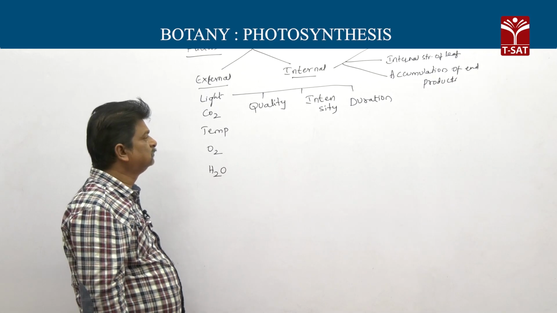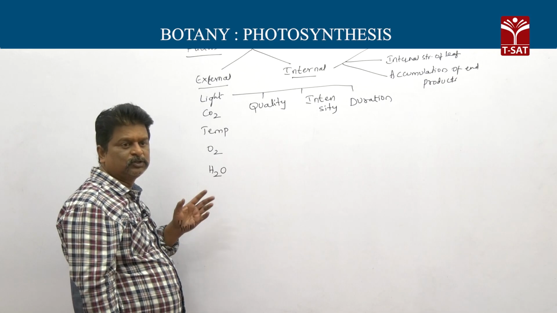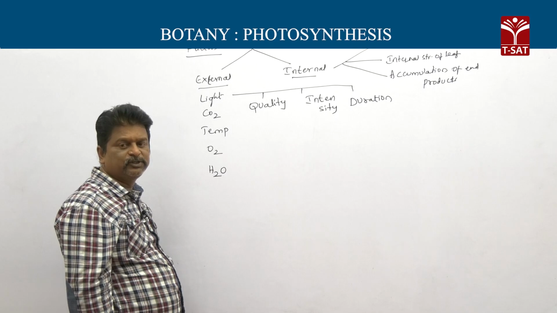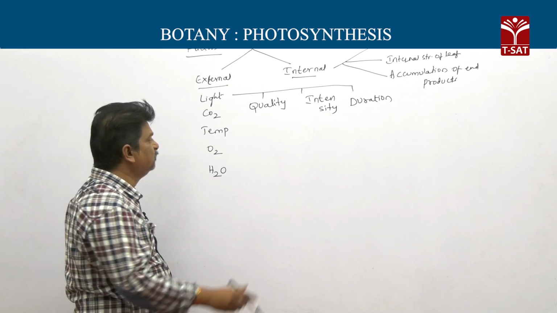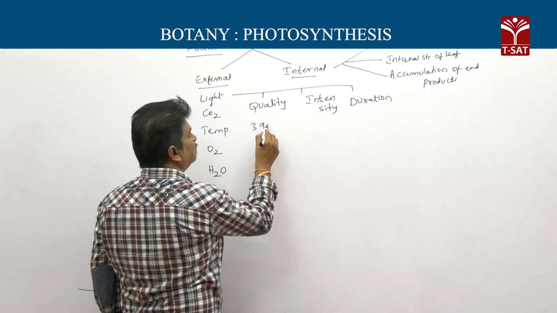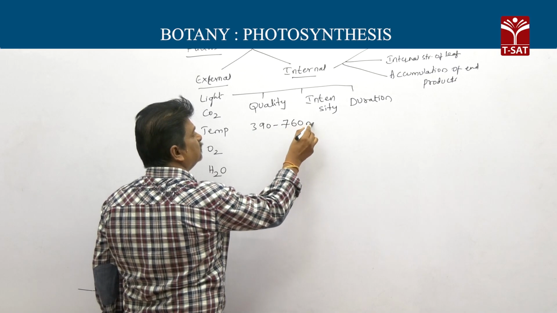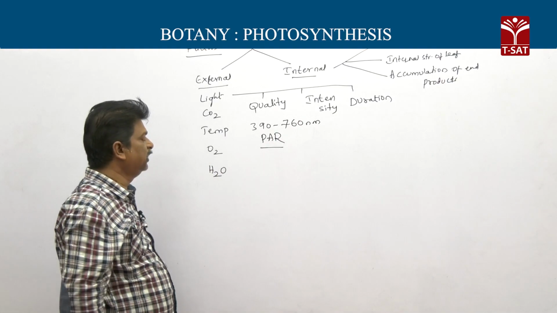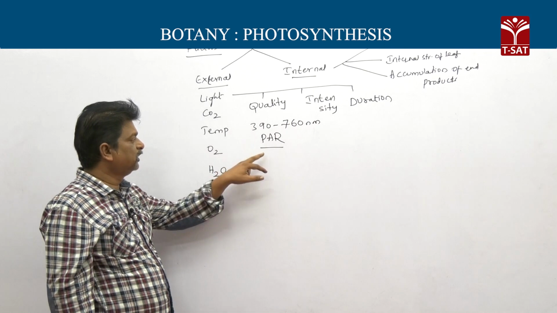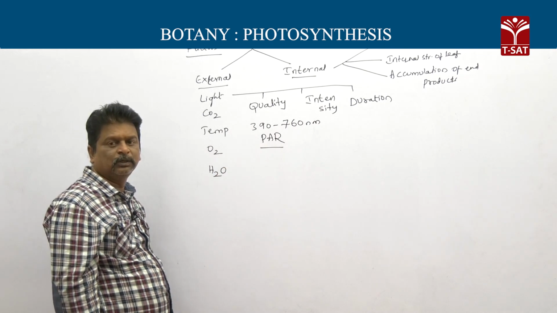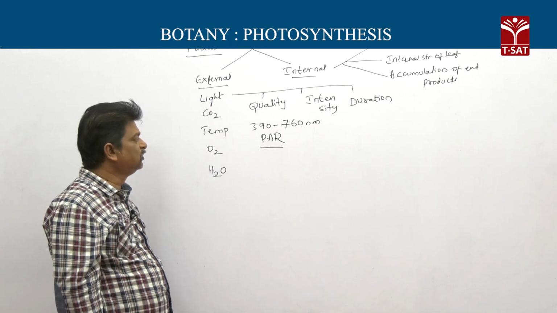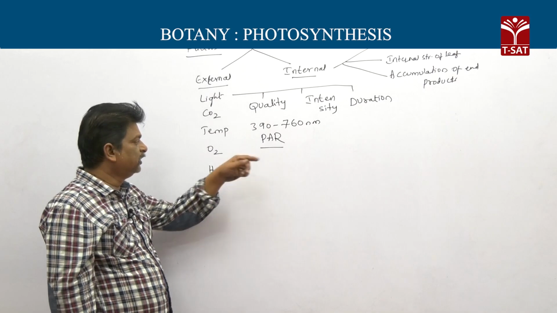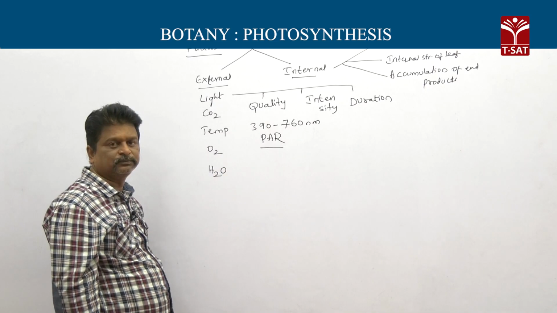Then, light in the spectrum exhibits two forms, visible and invisible parts. The visible range of light is generally 390 to 760 nanometers. Rightly, it is called PAR. PAR means photosynthetic active radiation, and it exhibits 7 different colors.